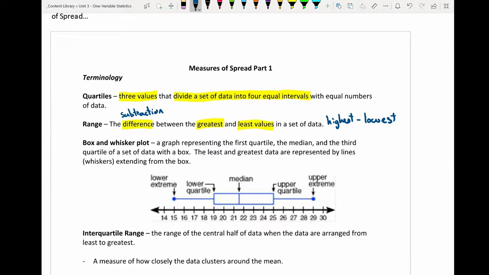A box and whisker plot is a graph that represents the first quartile, the median, and the third quartile of a set of data with a box. And then the least and greatest data are represented by lines or whiskers extending from the box. And you can see an example here.